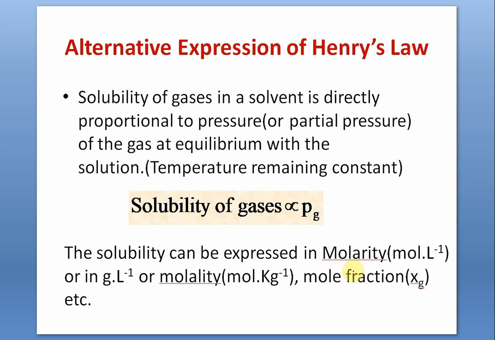Now we come to an alternative expression of Henry law where the coordinates will change. The solubility will come to the y coordinate, pressure will go to the x coordinate. So on the left side, solubility will come, whether mole fraction or molarity or molality or strength in grams per liter, that will come to the y-axis, and pressure, the equilibrium pressure, will go to the x-axis. Now have a look. Here the Henry law is expressed like this. The solubility of gases in a solvent is directly proportional to the partial pressure or the pressure of the gas at equilibrium with the solution, temperature remaining constant.